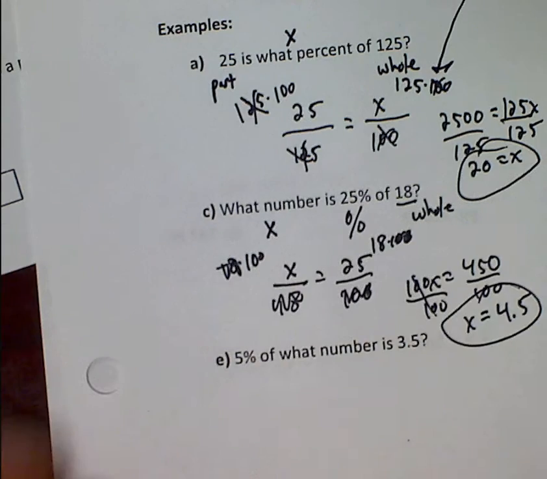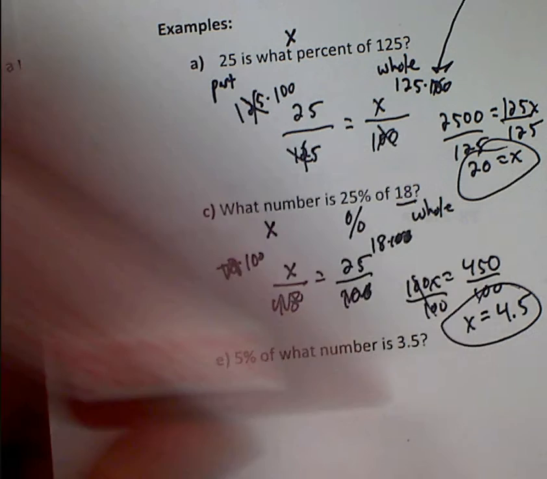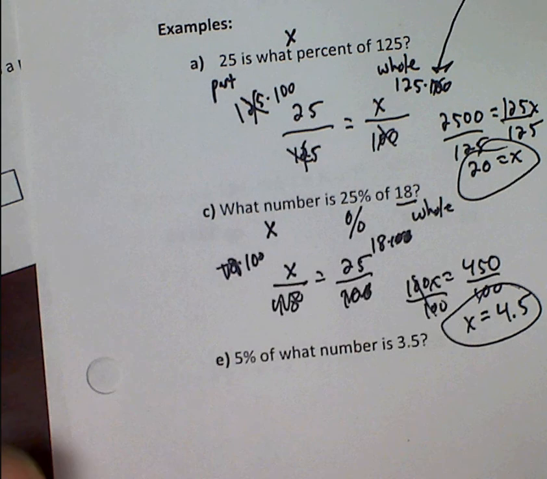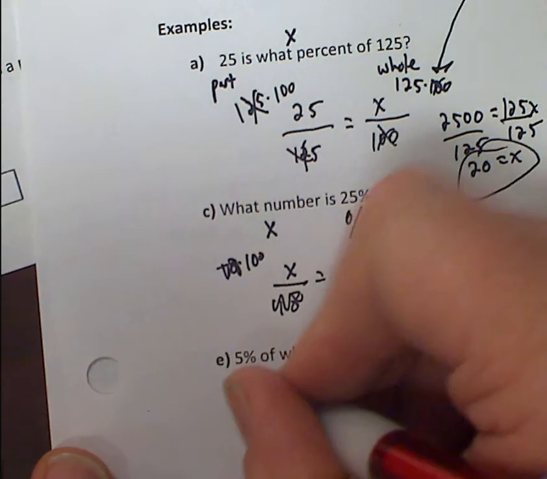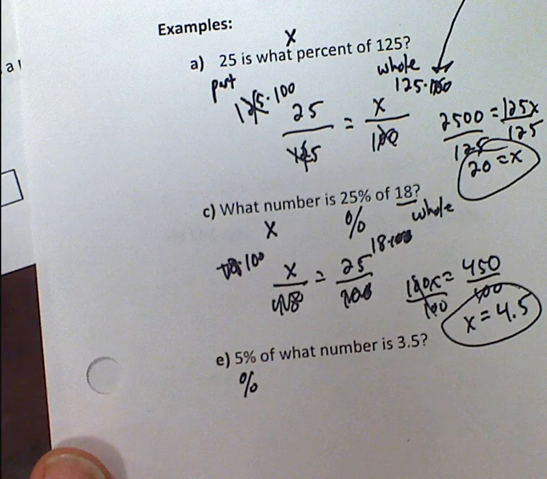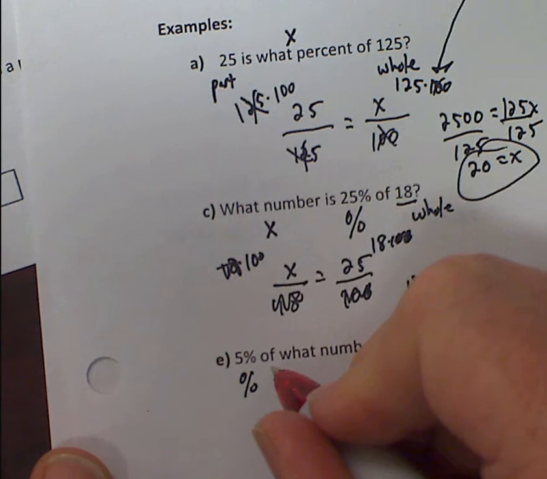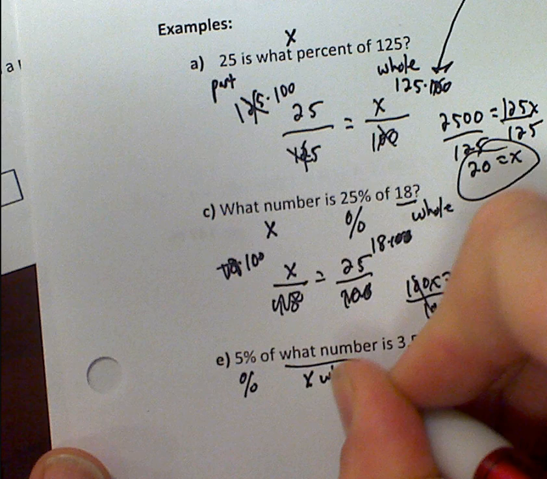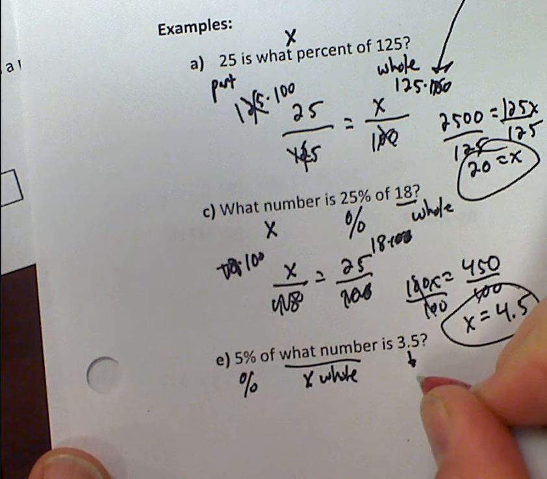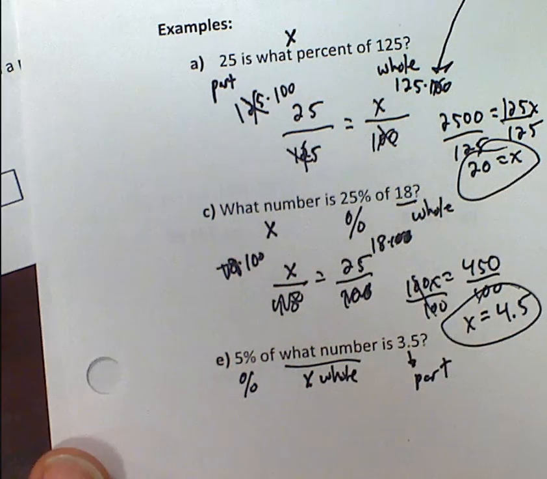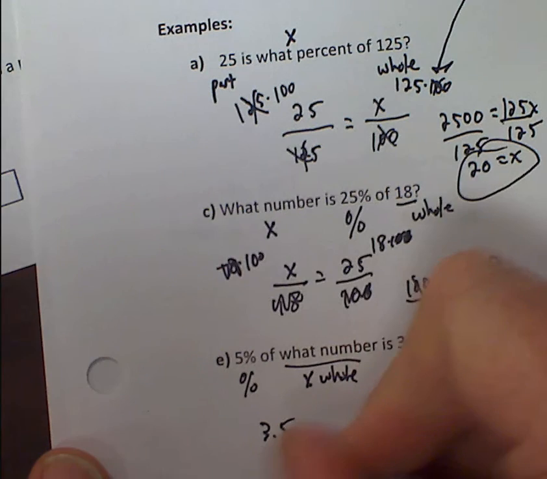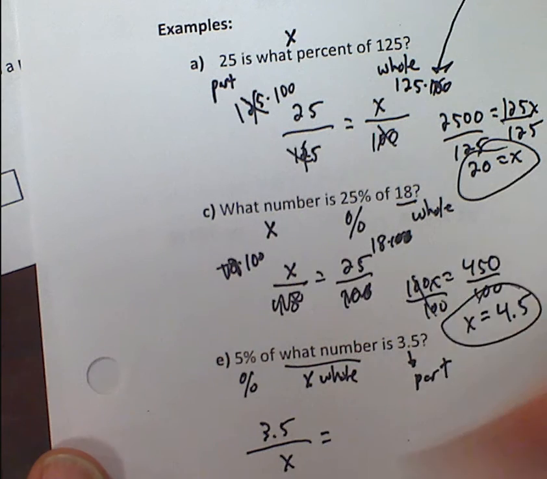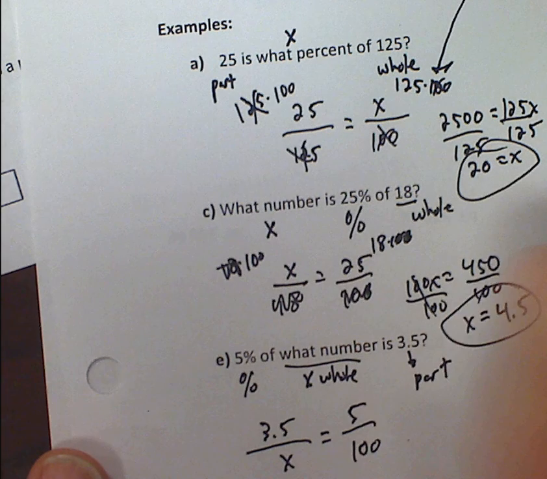Letter E. Go ahead and pause the video and try. On letter E, 5%. There's my percent. Of, there's the word of, what number? So x has to stand for my whole, is 3.5. That is my part. So 3.5 is my part over my whole. I don't know. My percent was 5 that I was given, and it's always over 100.